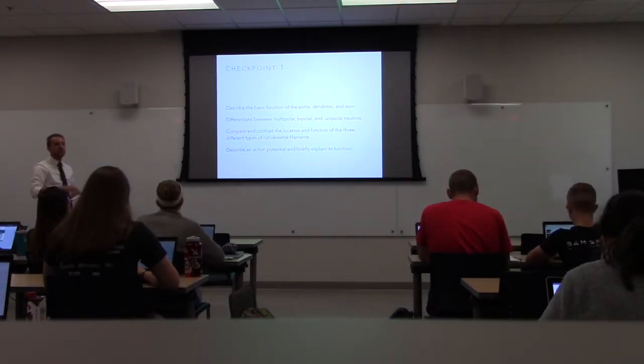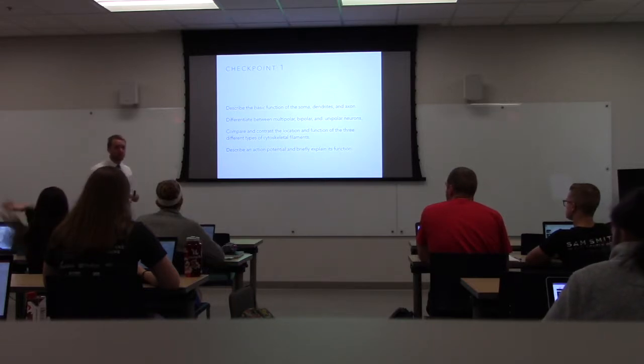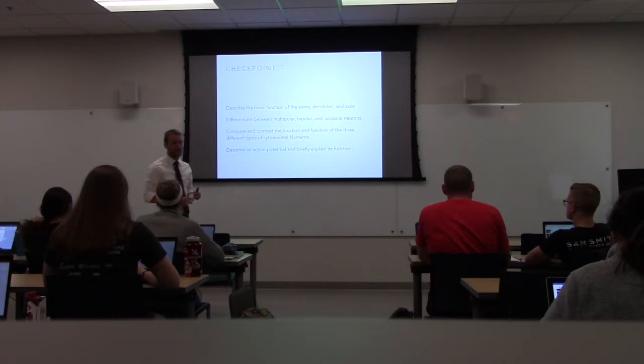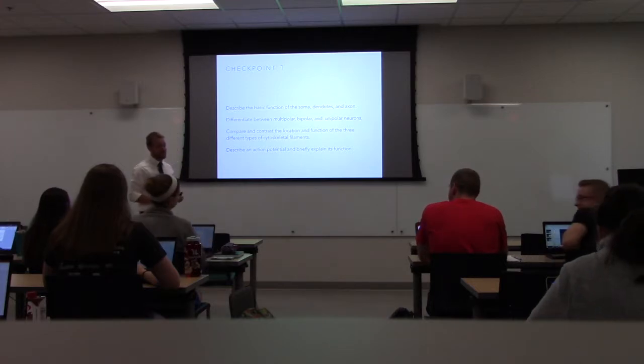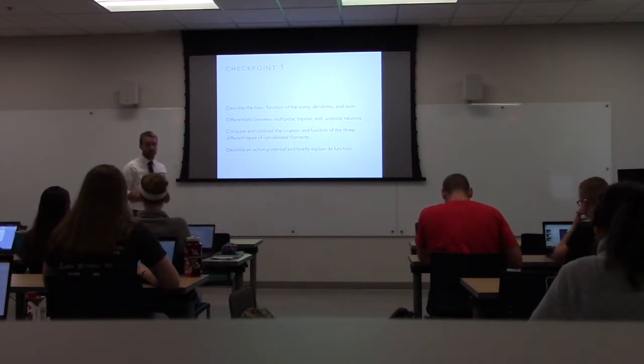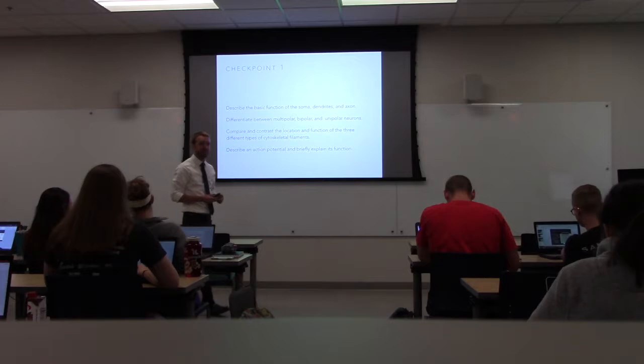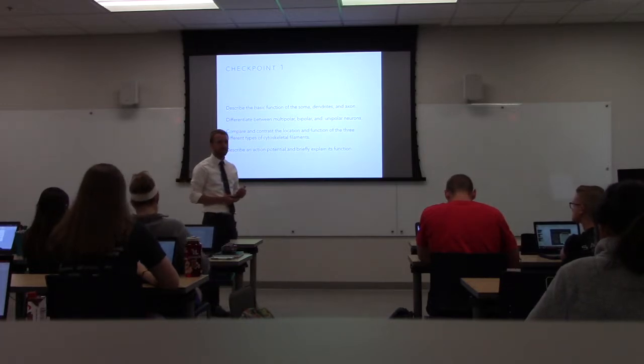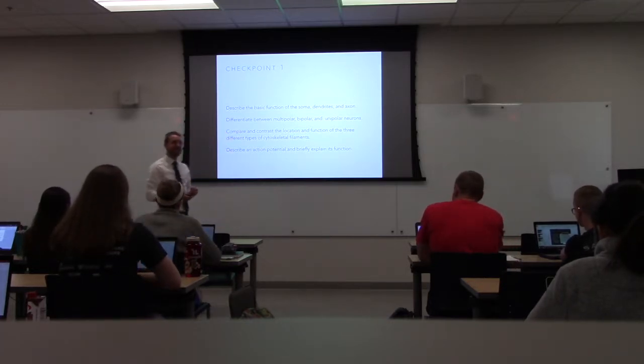Well, then take it away for us and tell us about the soma, dendrites, and axon, what they do for neurons. The soma is the cell body, makes proteins. Dendrites receive info, and then axons send out info. Excellent. Nice.